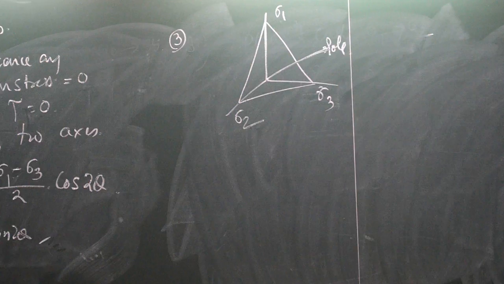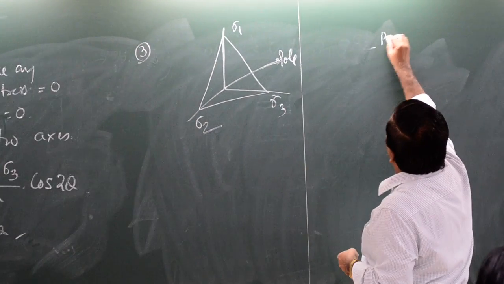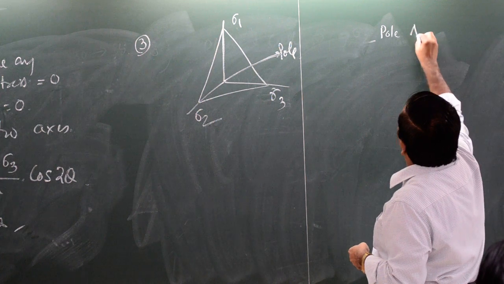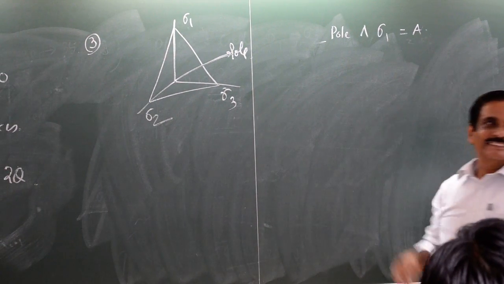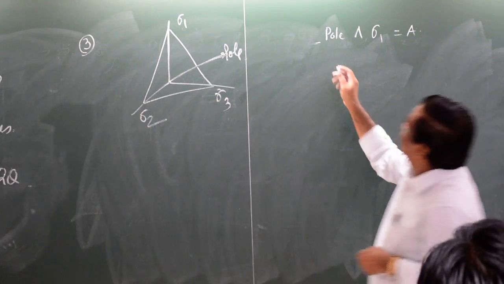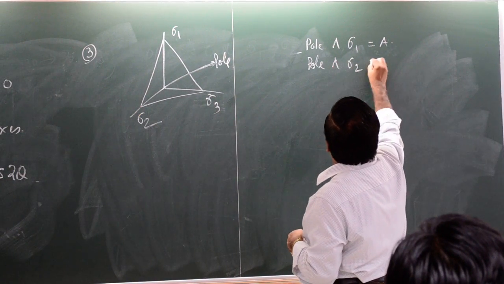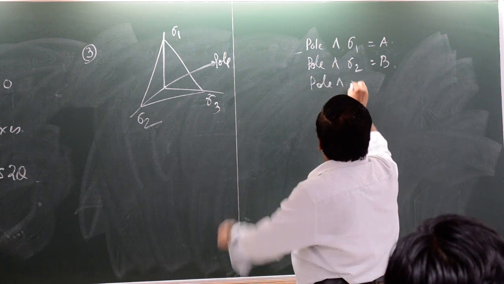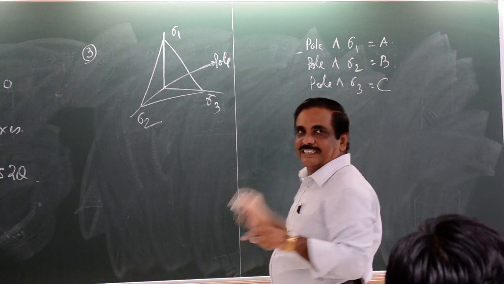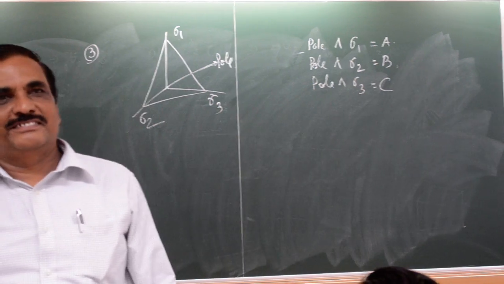थोड़ा convention याद करना. इसका मतलब है the pole with respect to sigma 1 angle is A. Pole with respect to sigma 2, B. Pole with respect to sigma 3, C. These are the angles in degrees. In degree only.